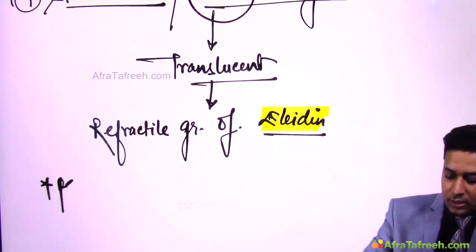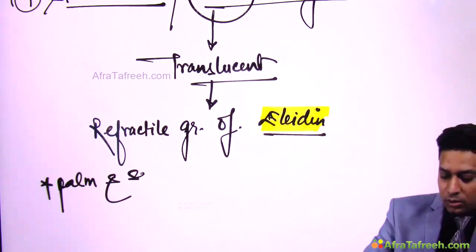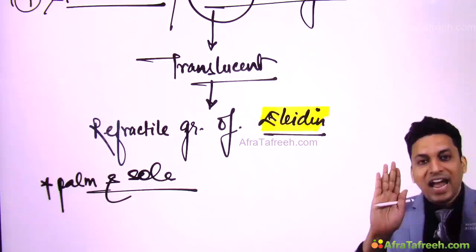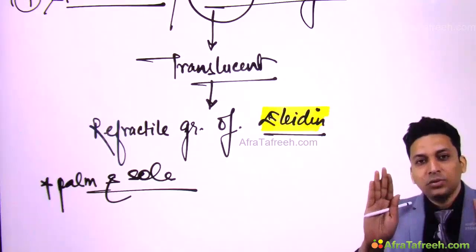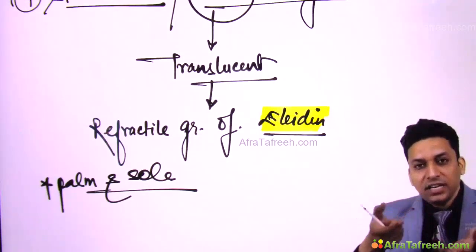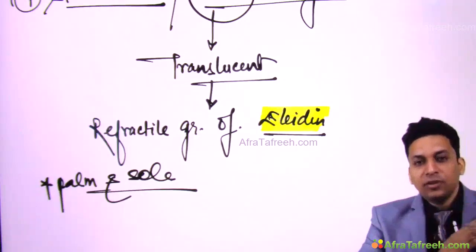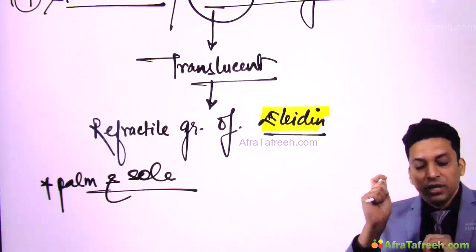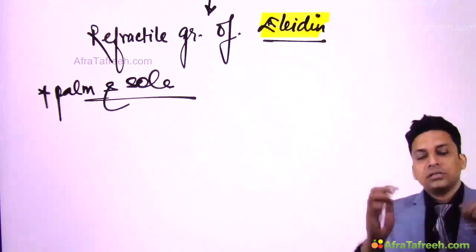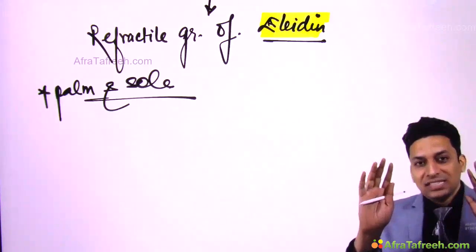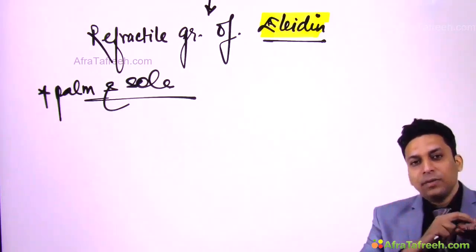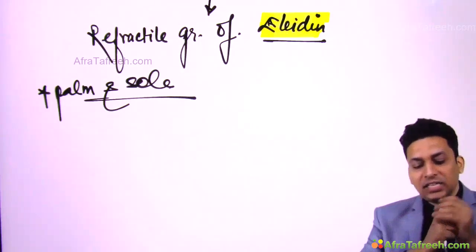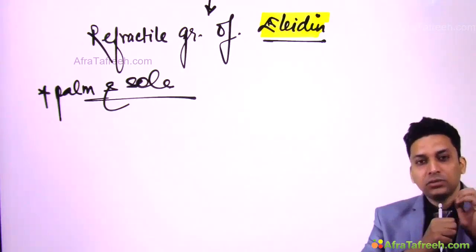It is present in palm and sole. So remember that this layer is present in palm and sole, and that's why the epidermis over palm and sole is thickest. Why? Because there is one extra layer present, that is stratum lucidum. Because this epidermis is thickest, when lesions appear over palm and sole, sometimes they appear deep seated because of this thick covering. Such lesions can be seen in a condition known as pompholyx.